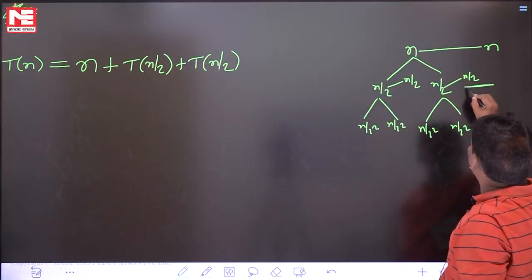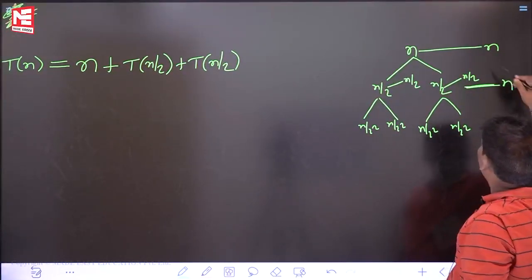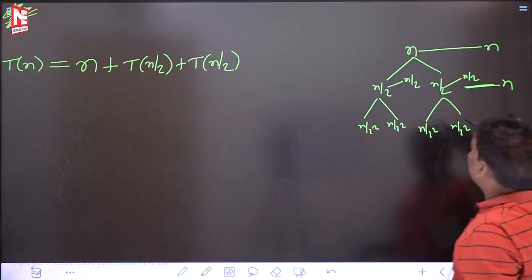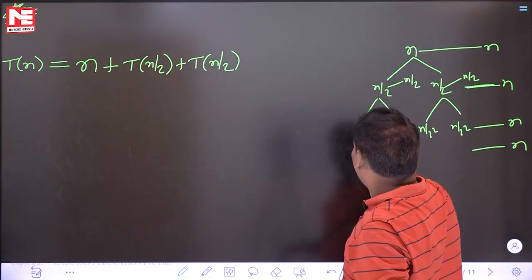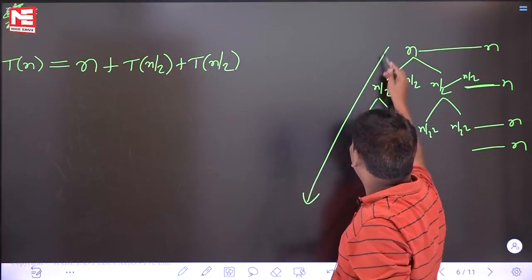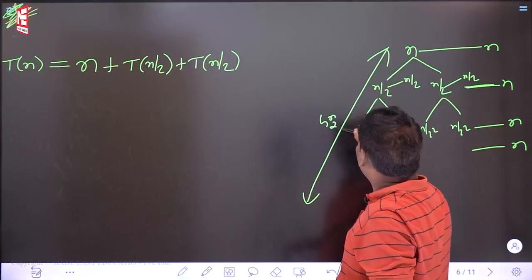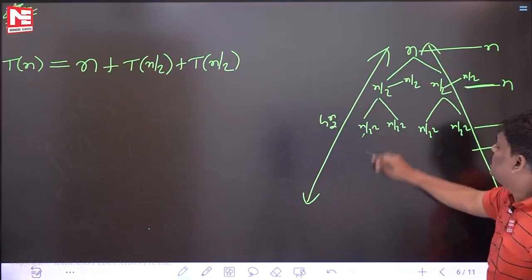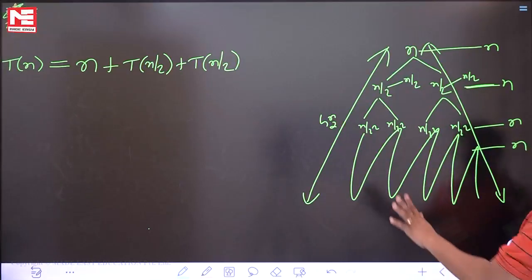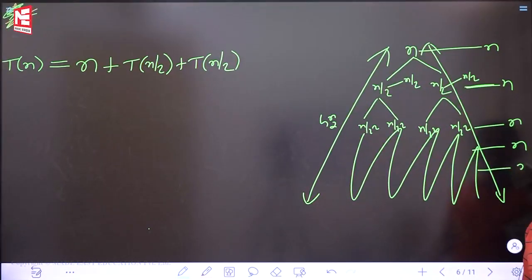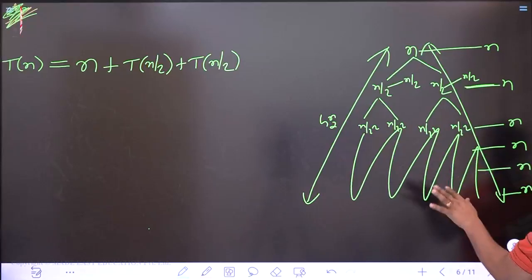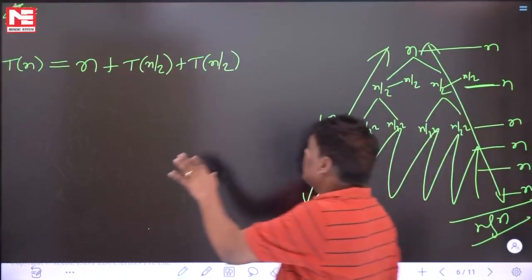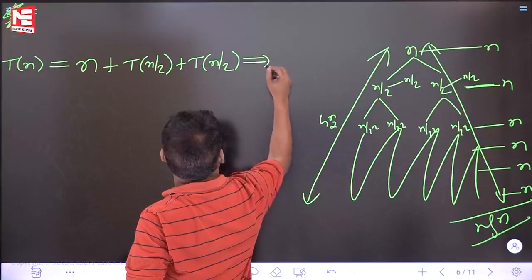Second level, if you add, what is the answer? n by 2 plus n by 2, 2 times n by 2 means n. First level, second level, same, everywhere the same is coming. And always you are dividing, the left side always divides by 2. How many levels? log n levels, base 2. The right also always divides by 2, so log n base 2 levels. Both sides have the same levels, it is a balanced tree. Every level costs n, left also log n, right also log n. So the total answer is n log n.